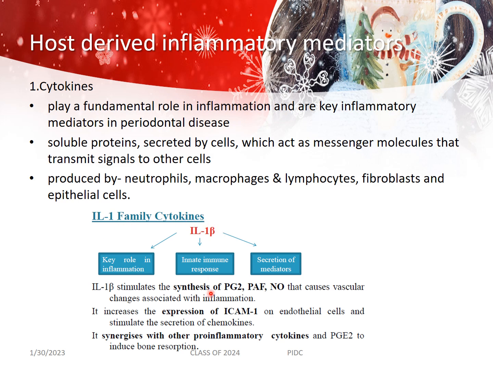So, this stimulates the prostaglandins, the nitrous oxide, resulting in vascular changes associated with inflammation. It also stimulates the secretion of chemokines. We will be seeing all this in a later slide. It synergises with the pro-inflammatory cytokines and PGE2 to induce bone resorption. So, to put it in main words, one of the main cytokines resulting in disease is interleukin 1 beta, associated with vascular changes, changes on the endothelial cells, as well as changes with the bone.